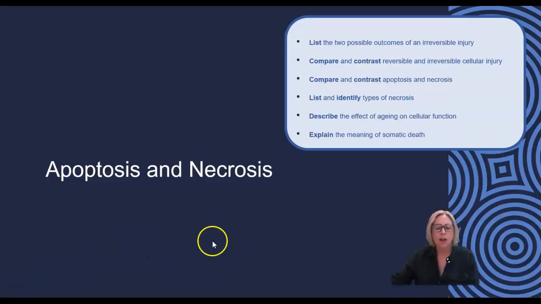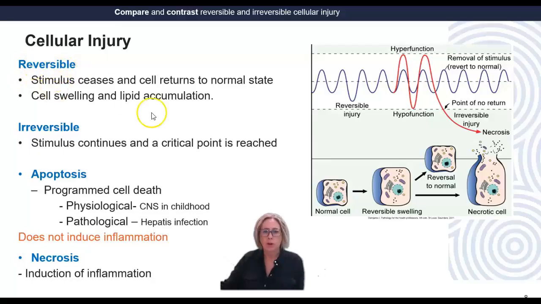Welcome back, everyone. We're now going to move on and talk about reversible and irreversible injuries, and we're going to discuss apoptosis and necrosis in particular. We'll start here with reversible, and you can see it over here via this blue curve. With a reversible cellular injury, the stimulus ceases and the cell returns to normal. So you can see there the removal of the stimulus, whether that's hypoxia, whether it's some chemical agent or bacterial toxin or whatever it is, the cell will return to normal.